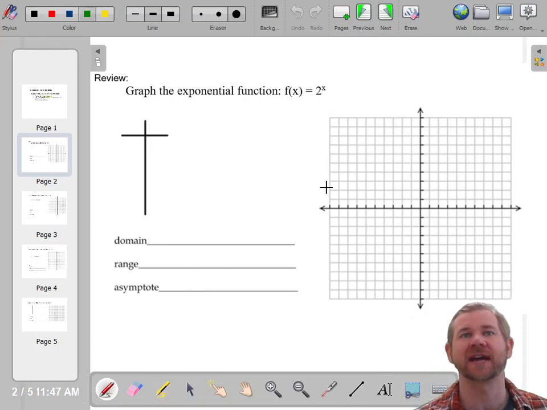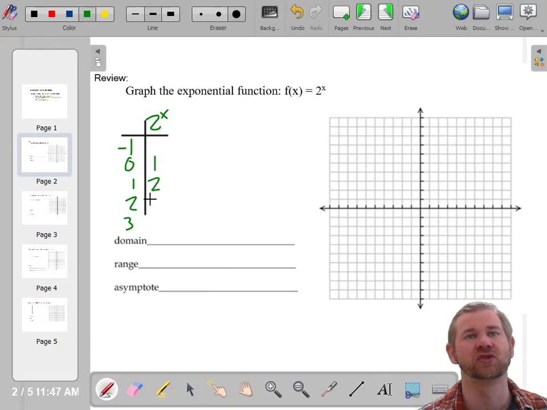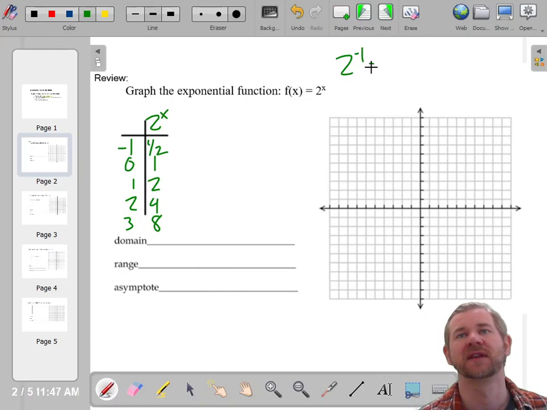This is just 2 to the x, so this is our parent function, and we've been using -1 to +3. Remember, 2 to the 0 power is 1, 2 to the first is 2, and then we're following a pattern here. 2 squared is 4, 2 cubed is 8, and 2 to the negative first is 1/2. Again, 2 to the negative first, that's the wrong side of the fraction bar, so it's 1 over 2 to the first, which is 1/2.